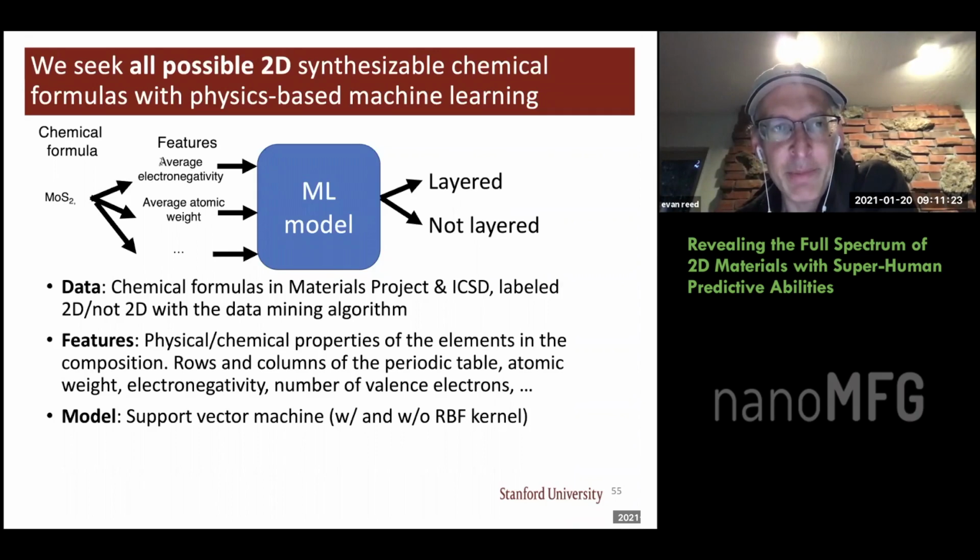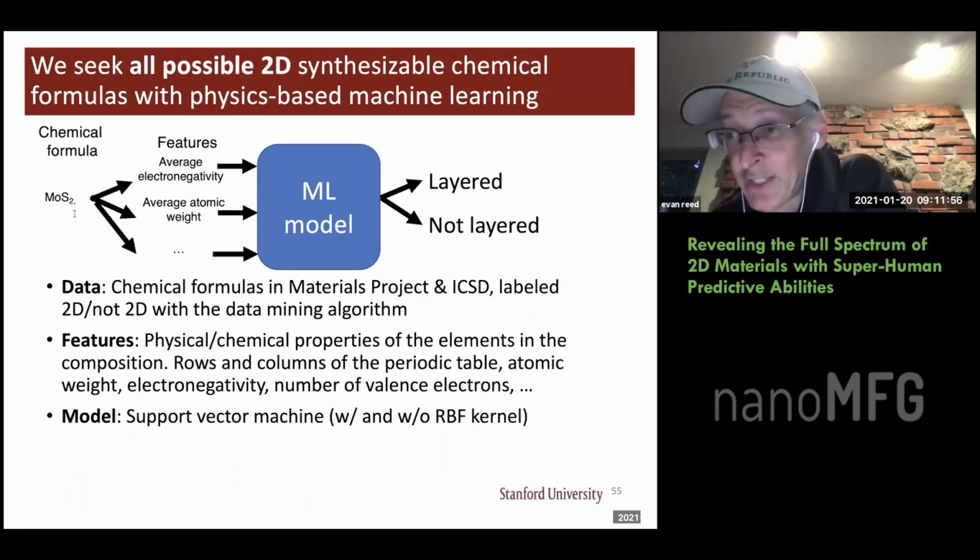But these might be things like, for example, the average electronegativity of the elements that comprise the chemical formula, weighted by stoichiometry, or the average atomic weight of the elements, or let's say the standard deviation of the row or column in the periodic table of the elements. These are things that maybe plausibly could have some correlation in conjunction with other features to whether something is synthesizable or not. And so we put these all together.